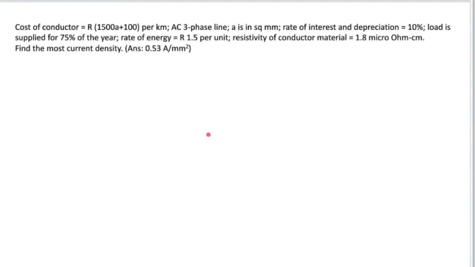So from there, you calculate the value of I over A, which is the most economic current density, and verify the answer is 0.53 ampere per millimeter squared, if you get that one or not. You must write down on the chat box or tell me when you get this correct answer. Otherwise, we'll have to verify where you are not getting it right.